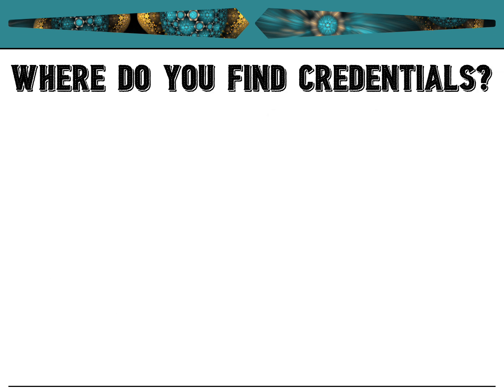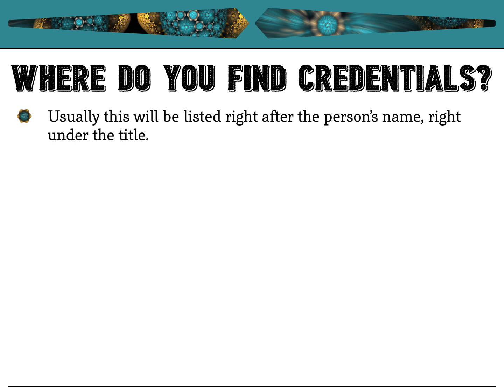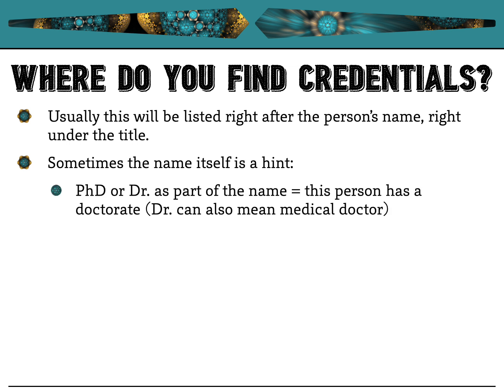Where do you find a person's credentials when you are taking the GED test and you're looking at the two passages? Usually, credentials will be listed right after the person's name, right under the title of the passage. Sometimes the name itself is actually a hint. So if a person has PhD after the name or doctor as part of their name, this person has a doctorate. Doctor could mean that they went to grad school and got a PhD or doctorate. It can also mean medical doctor. Either way, they've been in school for a dang long time.